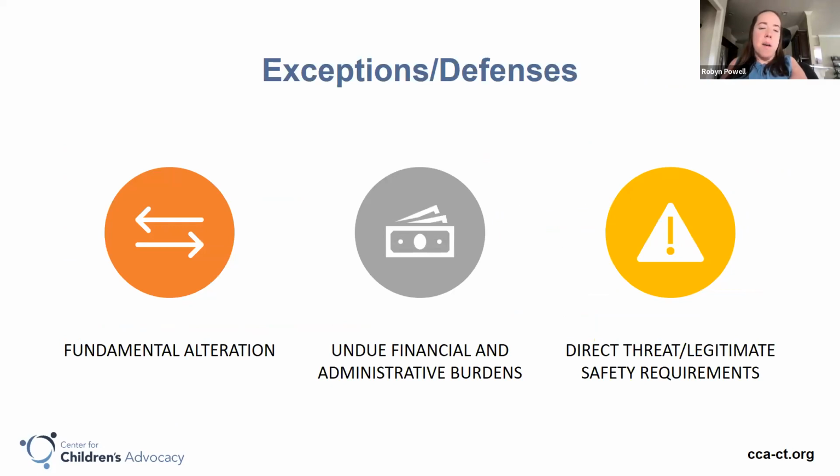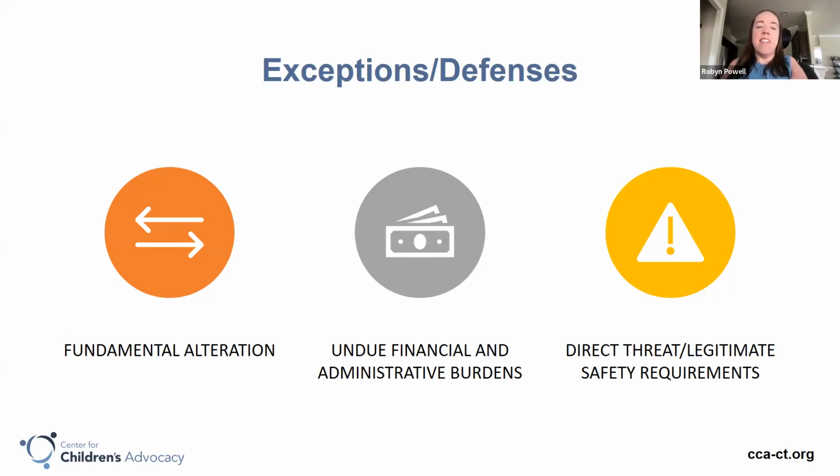There are, of course, a number of exceptions or defenses. That is, things that the child welfare system can raise as a reason not to provide a service. The first is fundamental alteration. Essentially, that means that if we provided this modification, this service, this change, it would completely upend the program. It would make the program or the service no longer what it is. It would fundamentally change it in some way. That is not super common, but that is one.